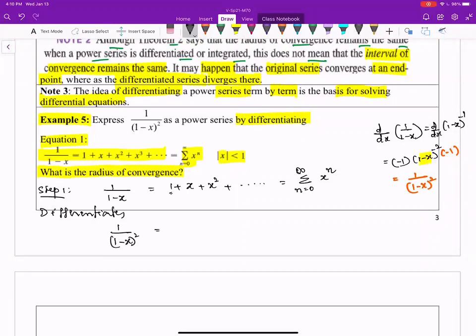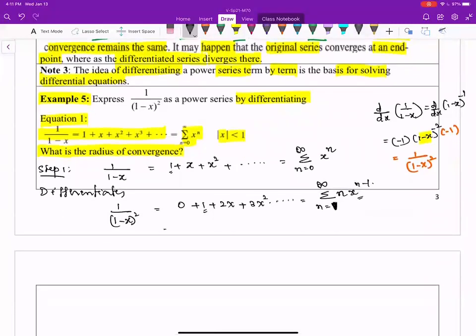You are differentiating this, so it is going to be 0 plus 1 plus 2x plus 3x squared, etc. When you differentiate the sigma, it is going to be n x to the n minus 1. Here it will start from 1, because the first term is 1. That should agree with n equal to 1 here. So you can write this as the sum of n times x to the power n minus 1, n varying from 1 through infinity.